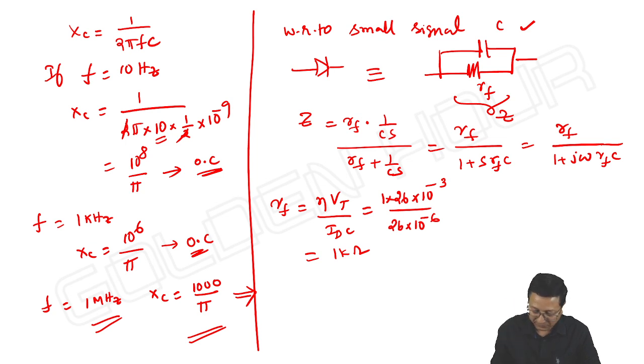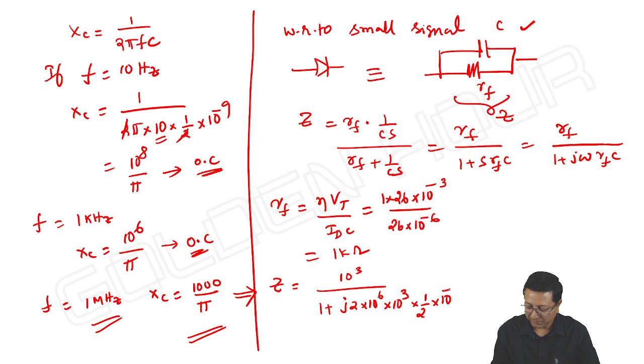Okay. Then what about Z? It is equal to RF, 1 kilo ohm by 1 plus J. Omega is 2 into 10 power 6 and RF is 1 kilo ohm and CF is 0.5 means 1 by 2 into 10 power minus 9. 2 and 2 cancel. It is equal to 10 cube by 1 plus J. I can multiply and divide with 1 minus J. It is okay. A plus B into A minus B, 1 plus minus of minus 1 plus 1, 2. So it is 500 into 1 minus J.